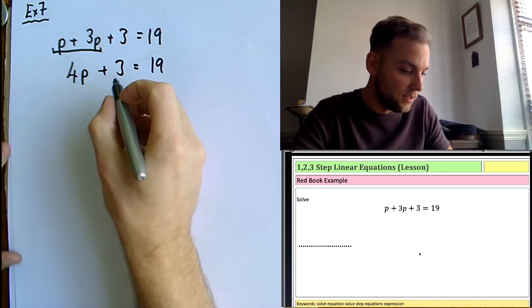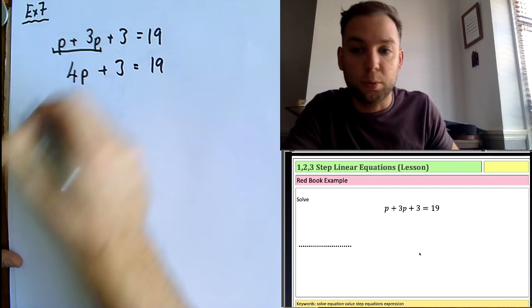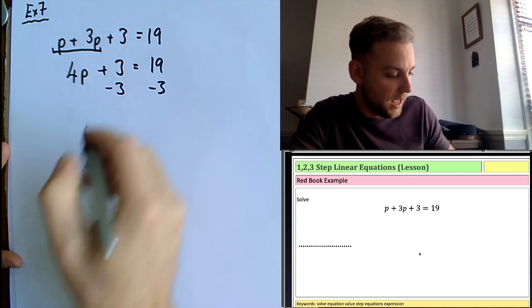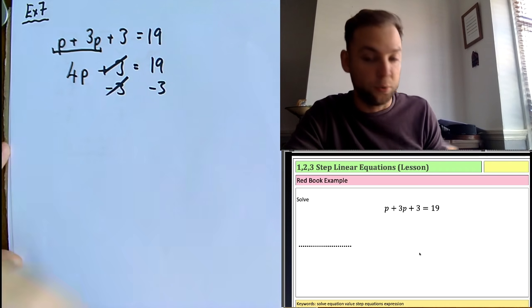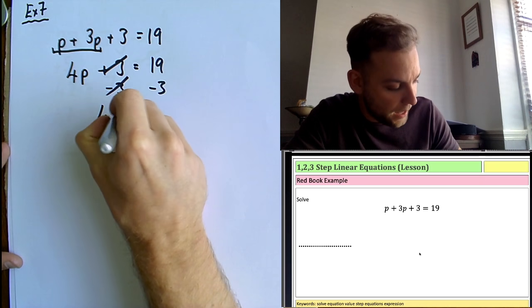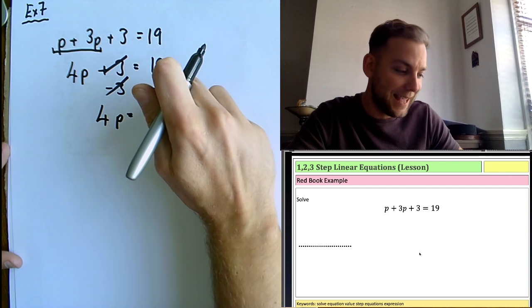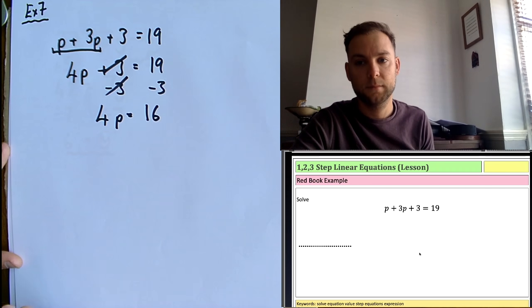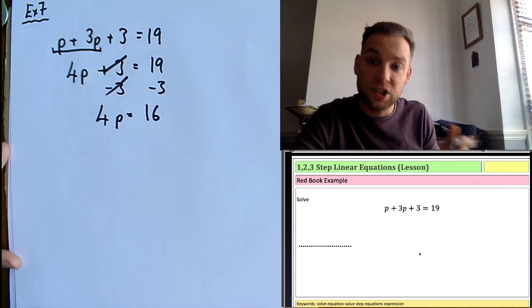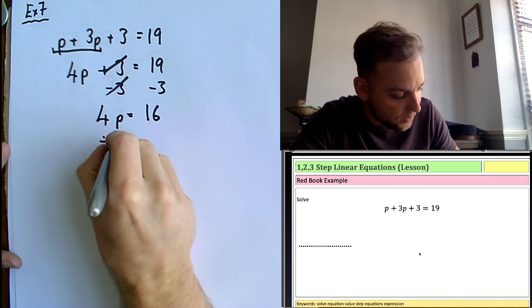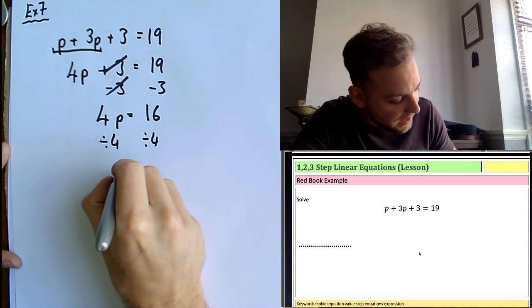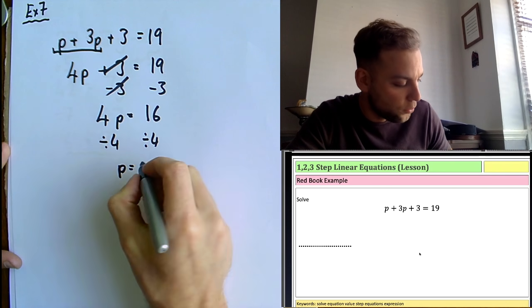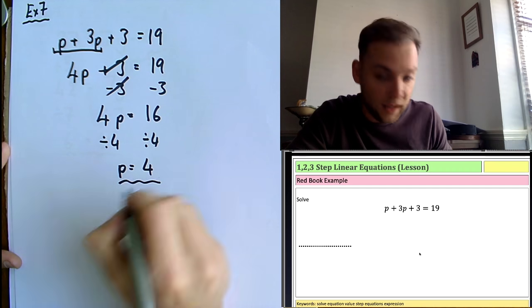The next thing I need to do is get rid of this plus 3. And I do that by subtracting 3 and subtracting 3. If I subtract 3 from this side, it gets rid of that plus 3. So I end up with 4p is equal to 19 take away 3, which is equal to 16. And then the last little stage, I need to divide by 4 to get rid of that. Divide by 4, so 4p divided by 4 is p, and 16 divided by 4 is equal to 4, like so.